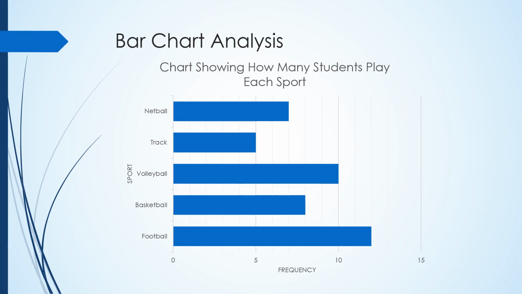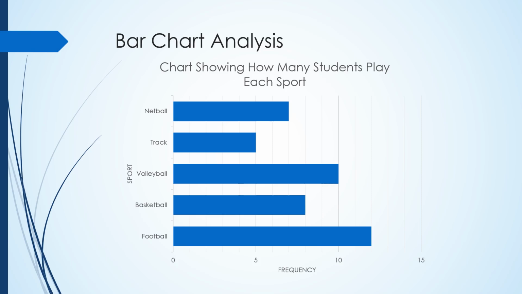has the lowest. The range, which is the difference between the highest and lowest frequencies, is 12 minus 5, and we get 7. To calculate the mean, we add the total number of students and divide by the number of sports. So 10 plus 5 plus 12 plus 8 plus 7 divided by 5 gives us 8.4. This means that on average, about 8 students participate in each sport.